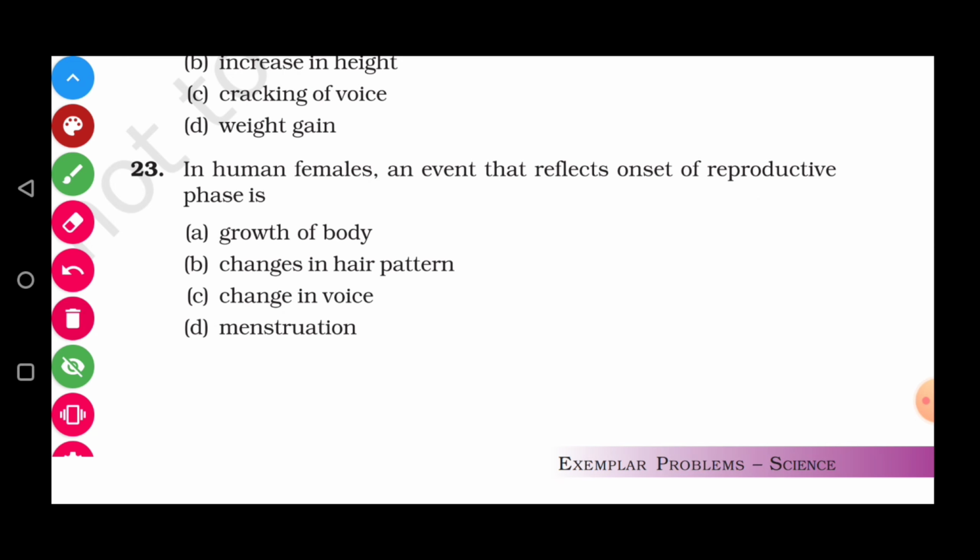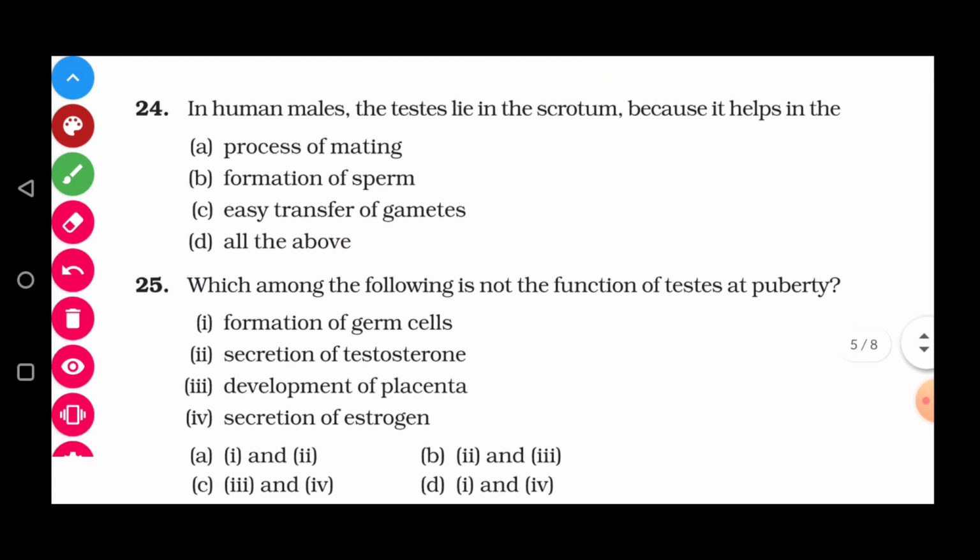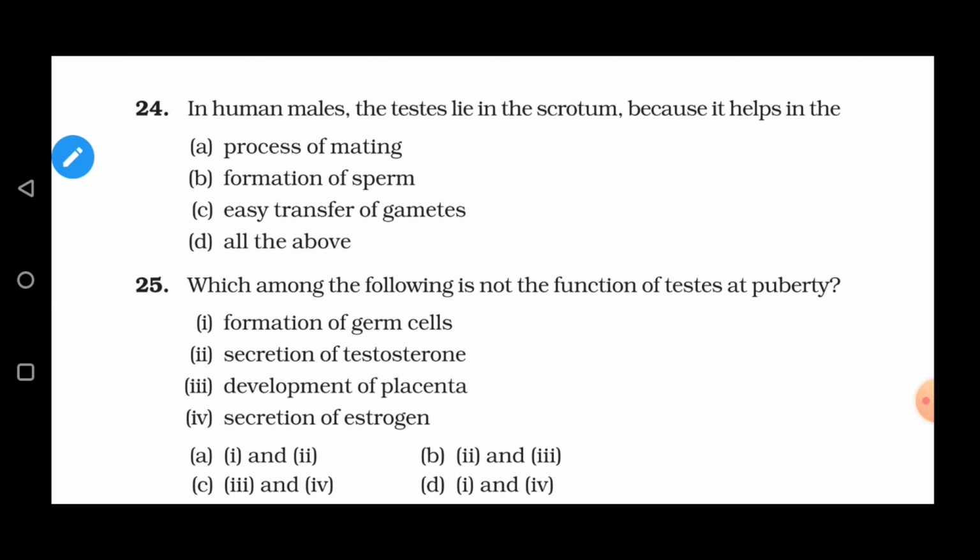Next question. Question number 24. In human males, the testes lie in the scrotum. Human male के अंदर testes जो होते हैं वो scrotum में present रहते हैं. ऐसा क्यों है? इसका क्या reason है? Process of mating? No, it's not necessary. Formation of sperms, easy transfer of gametes, and all of the above. The correct answer is formation of sperm.